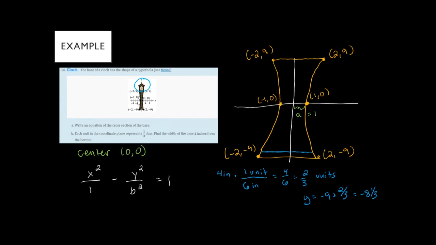So our width is based off of x, but it's going to be 2 times x, because x is just giving us the distance from our center point to the outside. So we're going to have to plug this number into our equation for y, solve for x, and then multiply that answer by 2 so we can get the total width.